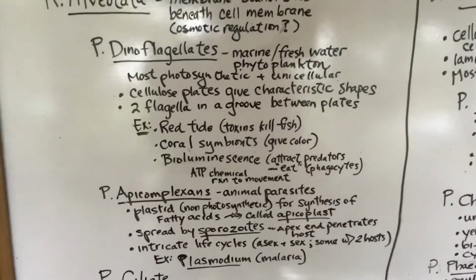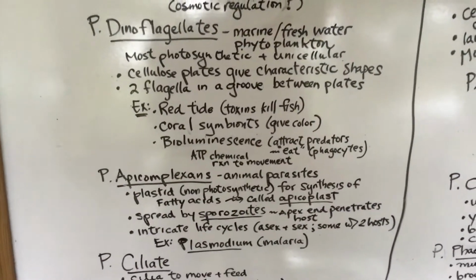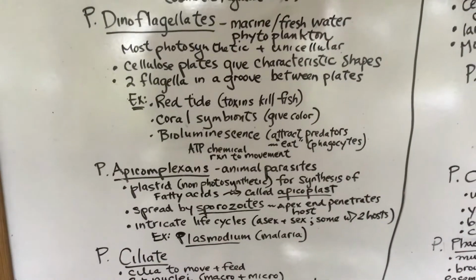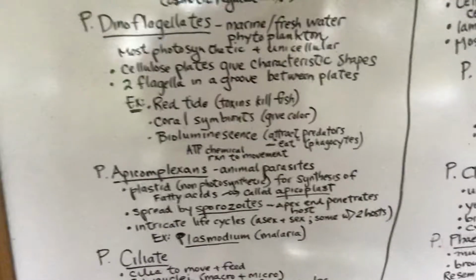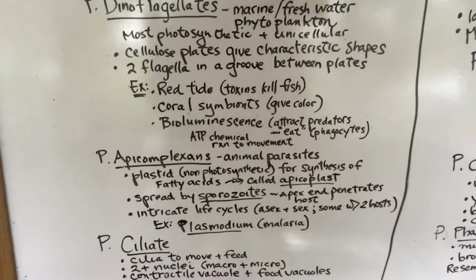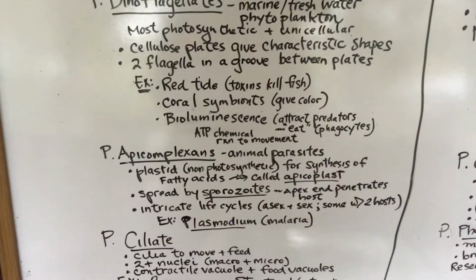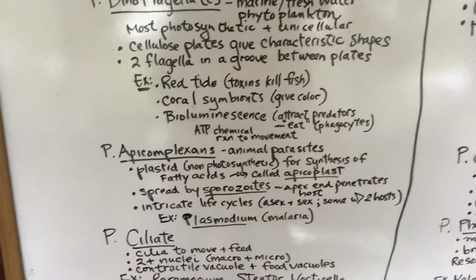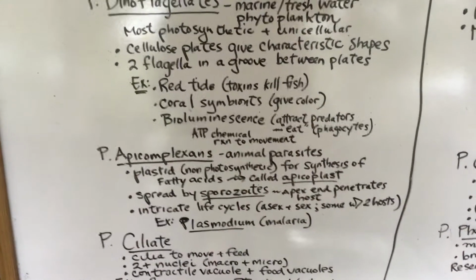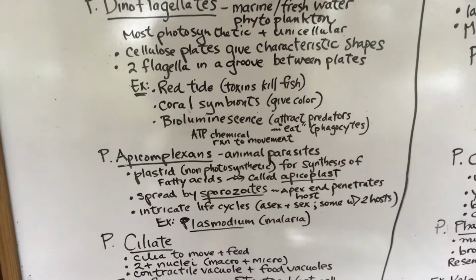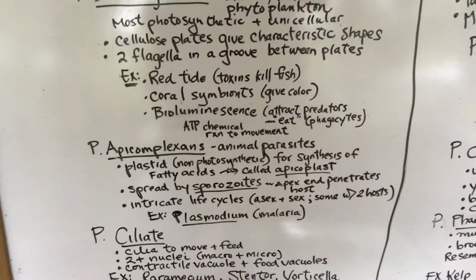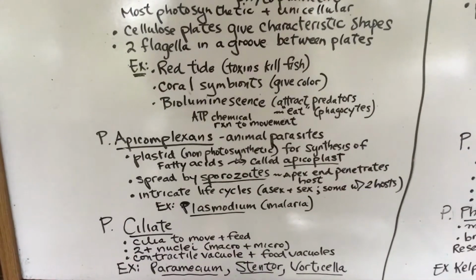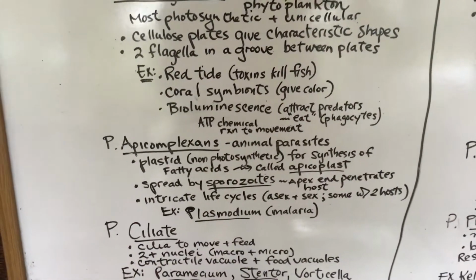Anyway, the second phylum is apicomplexans. Apicomplexans are animal parasites. These guys are non-photosynthetic, right? So they have a plastid for fatty acid synthesis, called an apicoplast, hence their name. They spread via something called a sporozoite, or zoites, and these have a pointy end that they can use to penetrate the host cells, and some of them have very intricate life cycles.